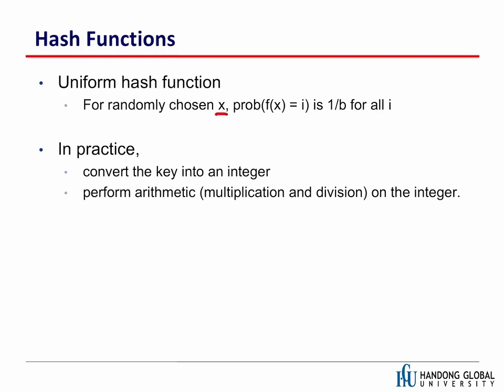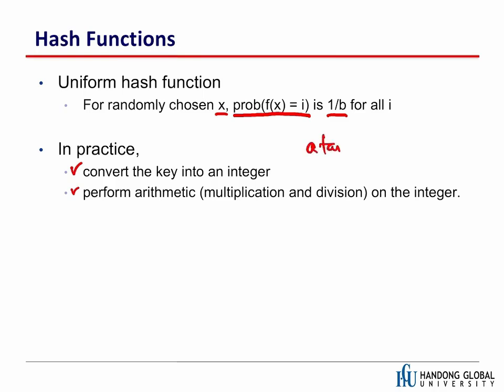If we pick one identifier, then the probability of each output of the hash function is 1/b. So it has a uniform distribution. But it's not easy to get this kind of hash function. So in practice, instead of getting this uniform distribution, we take two steps. First, convert the key into an integer. That's the first step. And second, perform some arithmetic operations on the integer.